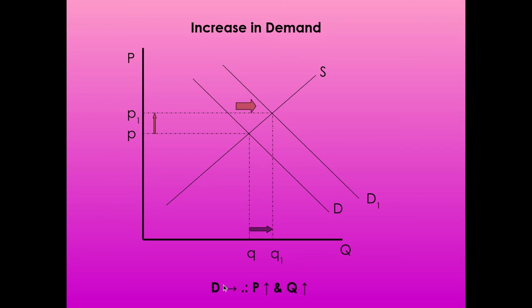Okay. So demand increases to the right, therefore, price increases, quantity increases. And you can see that if you ever get confused, just draw a graph real quick and show an increase in demand, and then you'll see right there. Here's your new equilibrium point. Price, quantity, both have increased.